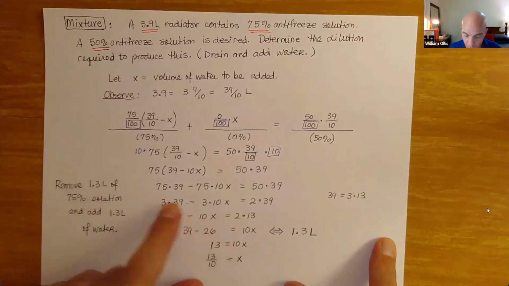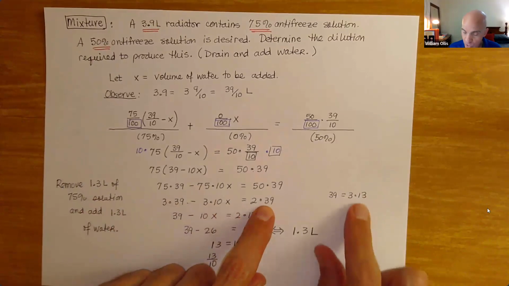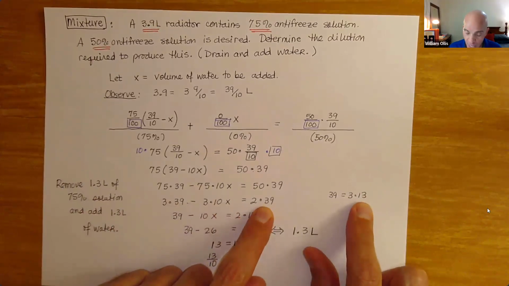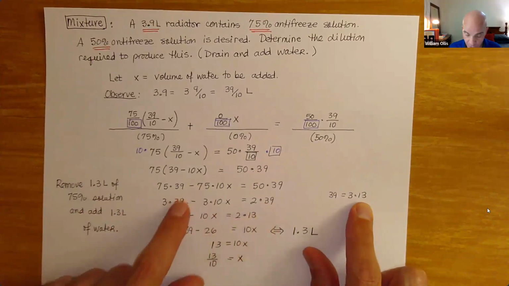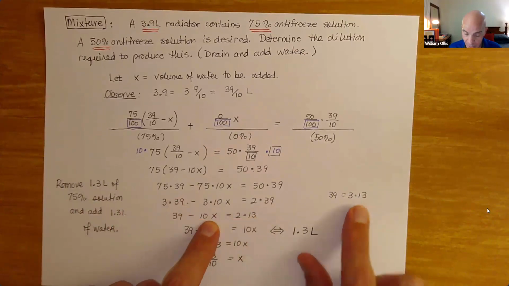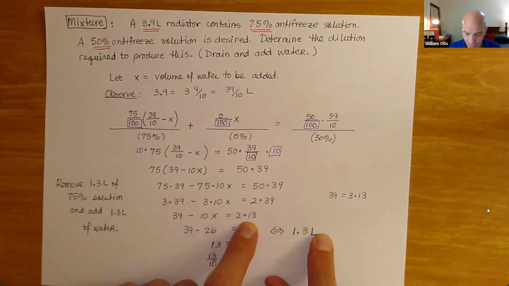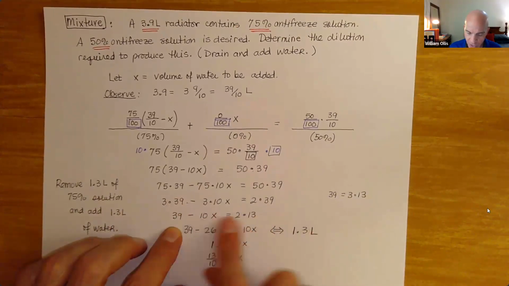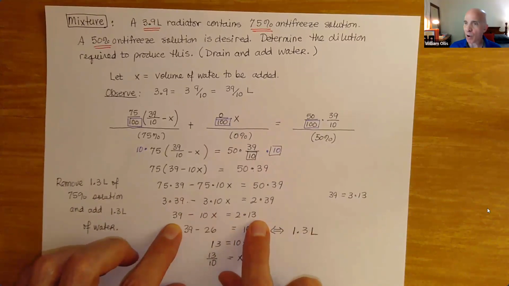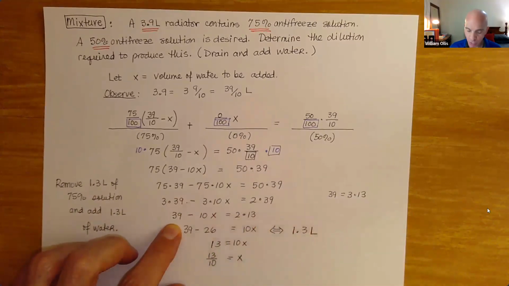Notice we have a 3 here, a 3 here, and 39, of course, is 3 times 13. So now the 3s go away. We have 39, we have a negative 10x, and of course, the 3 here is absorbed, and we have 2 times 13. So now all of these numbers are relatively prime. We can't get rid of any other numbers.